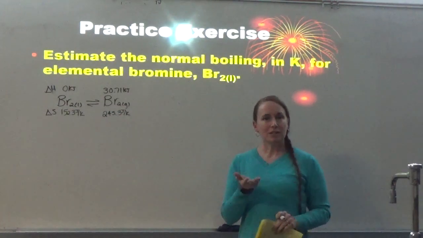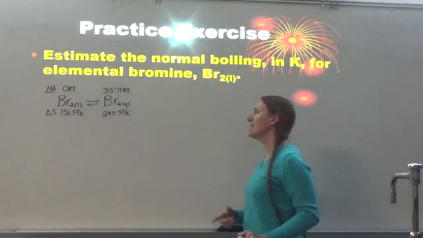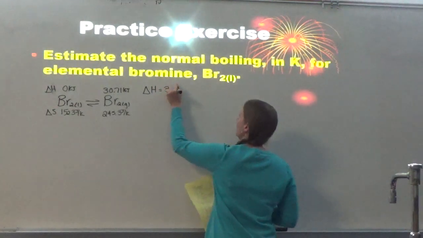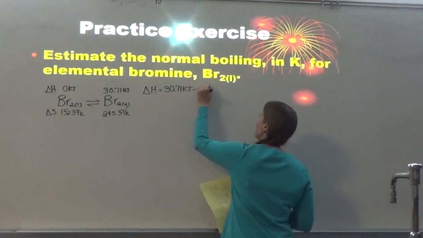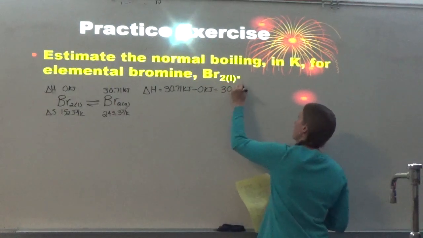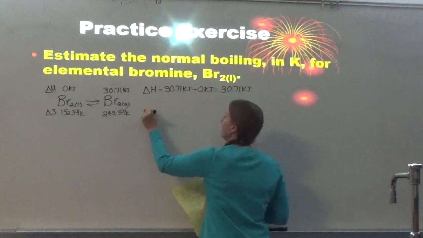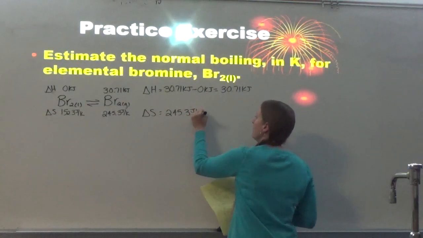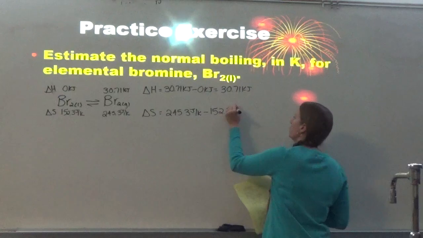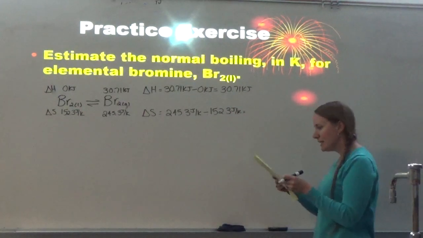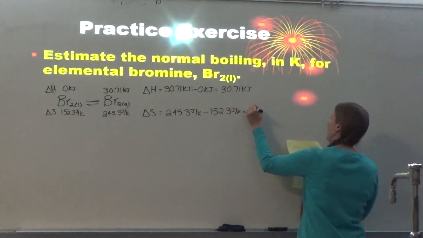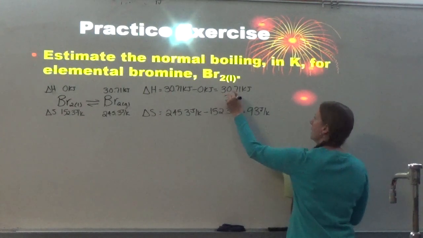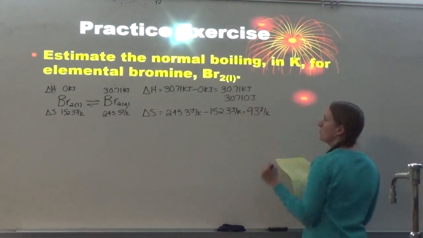Okay, so y'all pause the video, try it. I'll assume you've done that. Let's look at it together. Alright, so my delta H is just products minus reactants, so it's 30.71 kilojoules minus 0 kilojoules, which of course is 30.71 kilojoules. My delta S, on the other hand, is 245.3 joules per Kelvin minus 152.3 joules per Kelvin. And so my delta S ends up being 93 joules per Kelvin. But of course this is joules, this is kilojoules, so I changed this one to joules also.